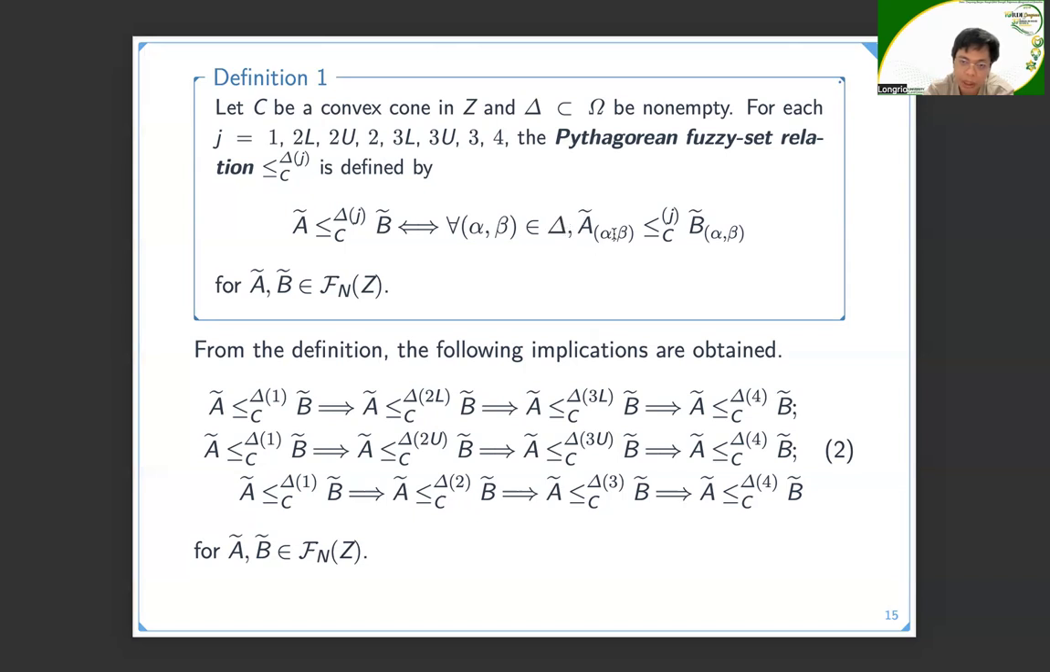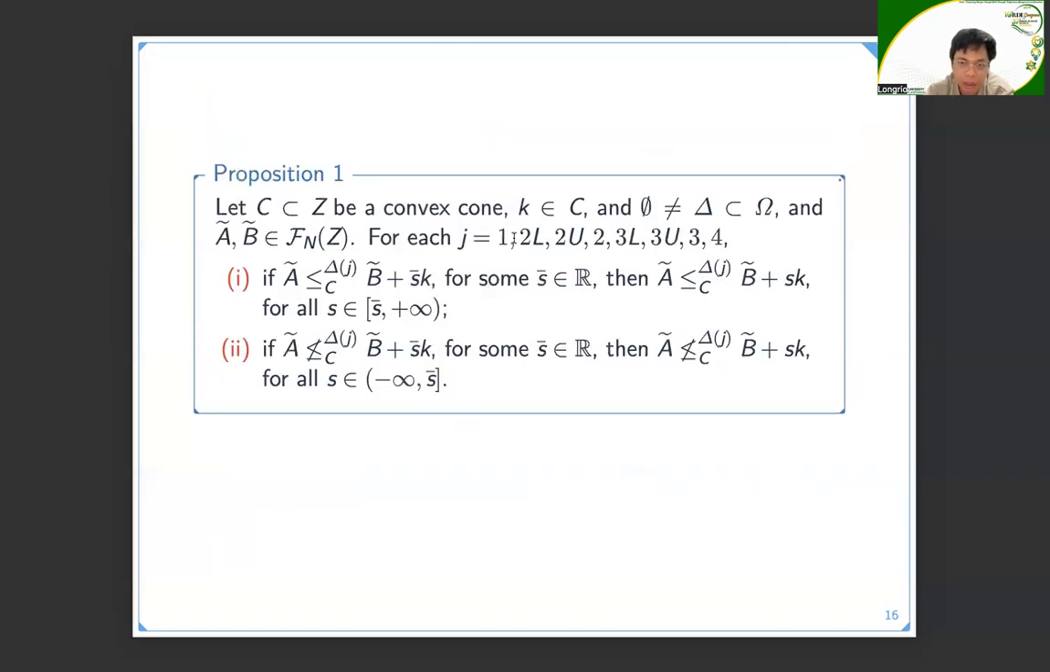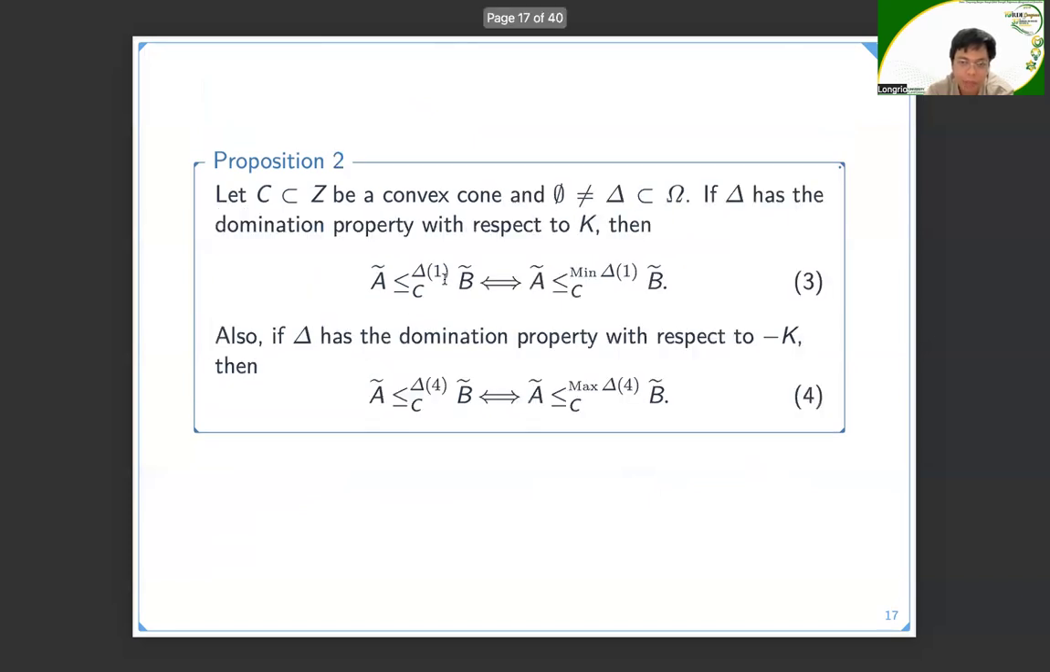this alpha beta cut satisfies this set relation. From the definition, the following implications are obtained. So the strongest type 1 implies type 2, which then implies type 3, and which would imply the weakest type 4. This result is immediately obtained, as well as this one.